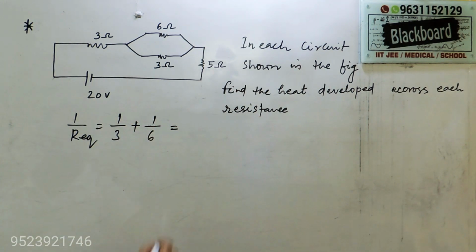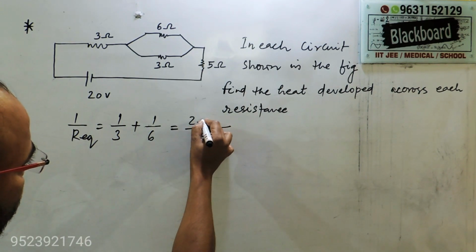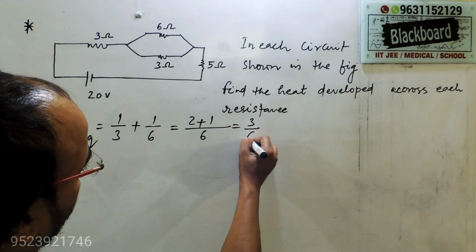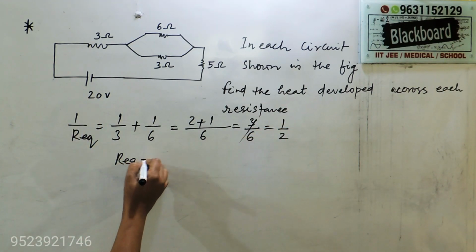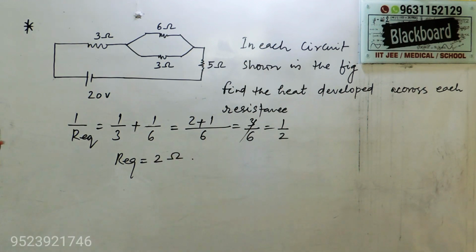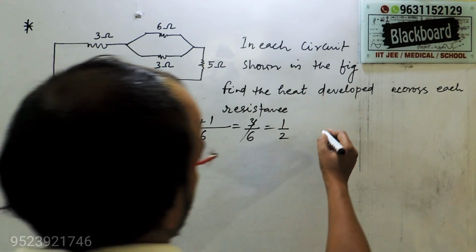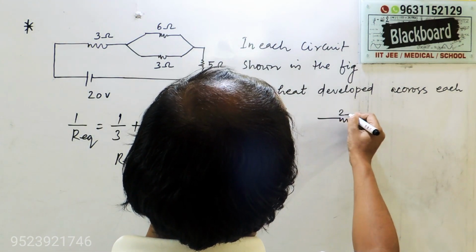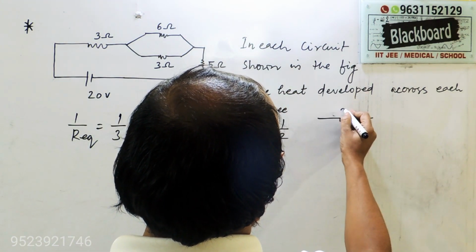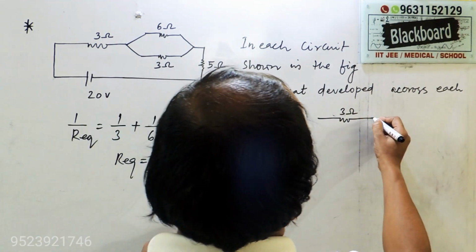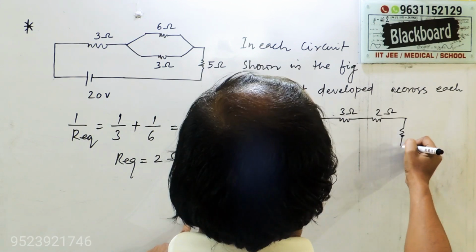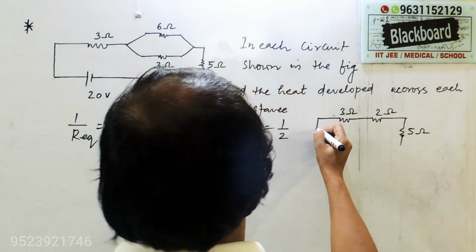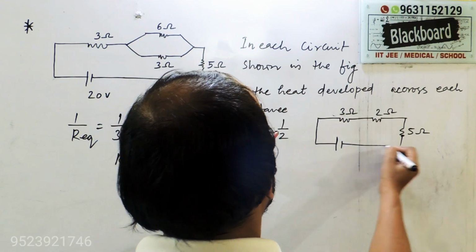Taking LCM as 6, this is 2 plus 1, that means 3 by 6, that means 1 by 2. That means R equivalent is 2 ohm. Now this is the 2 ohm resistance. Our new circuit will be like this: 3 ohm, this 2 ohm, and this 5 ohm, and here the battery.